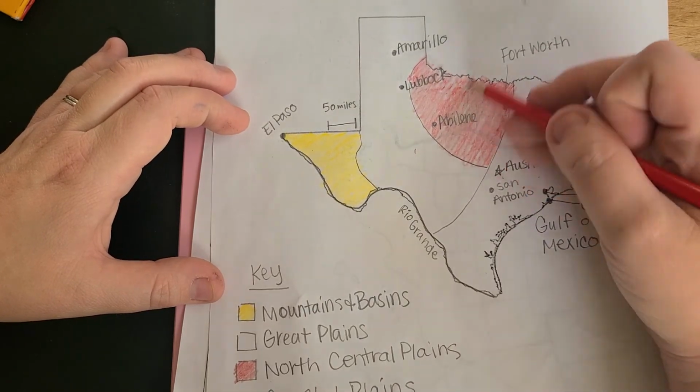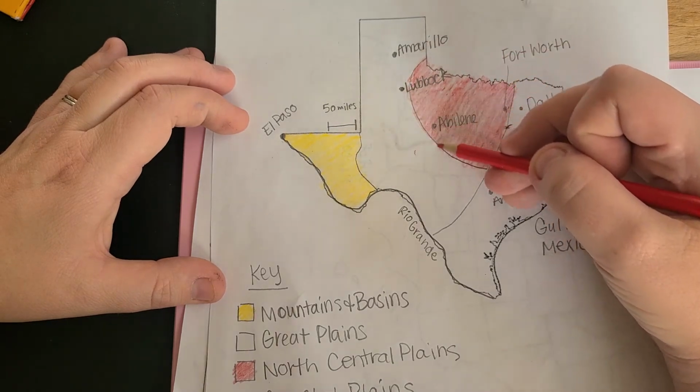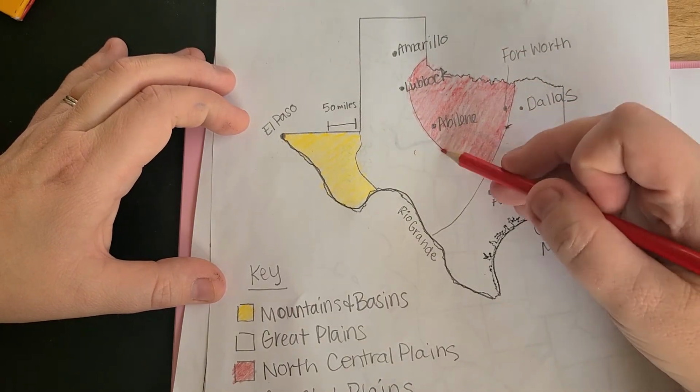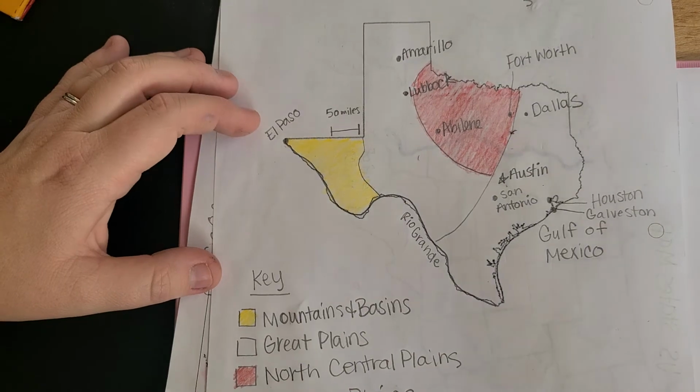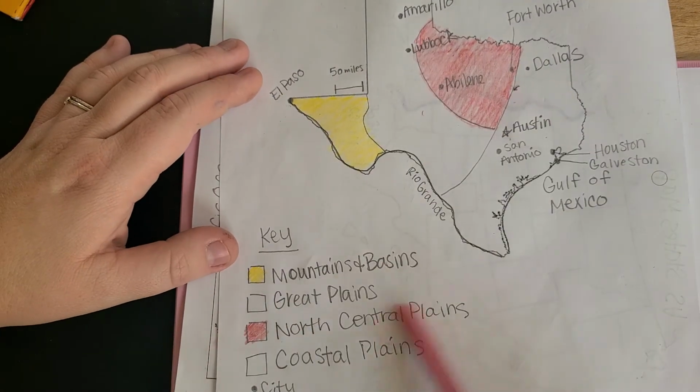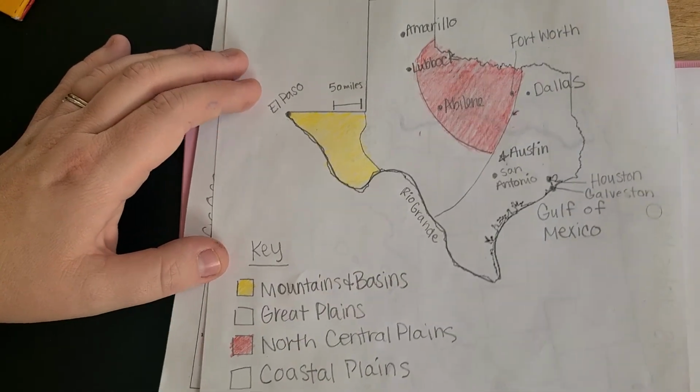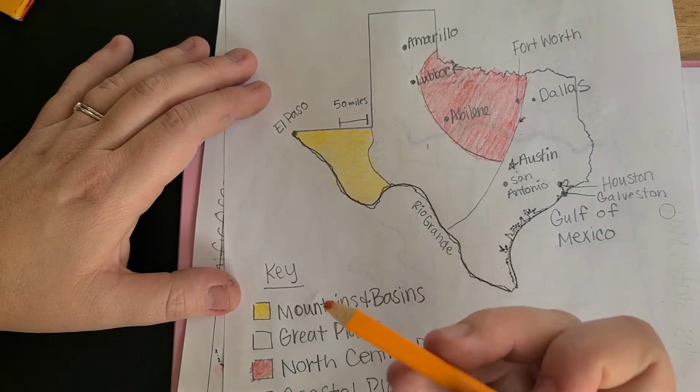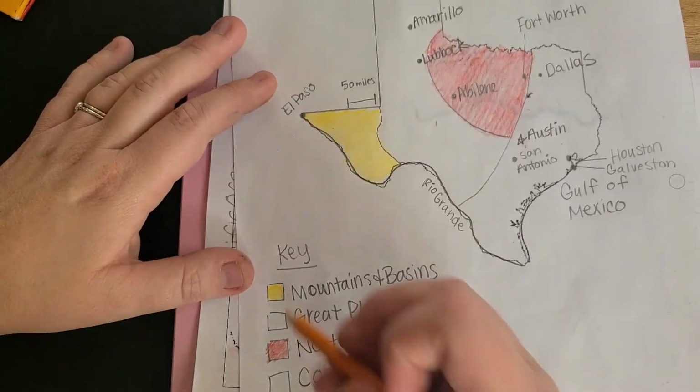There's no major white spaces. It's somewhat neat. It's not perfect. When I grade you, I'll know that you know that's the North Central Plains. That's the purpose of coloring. Well, and to identify land.